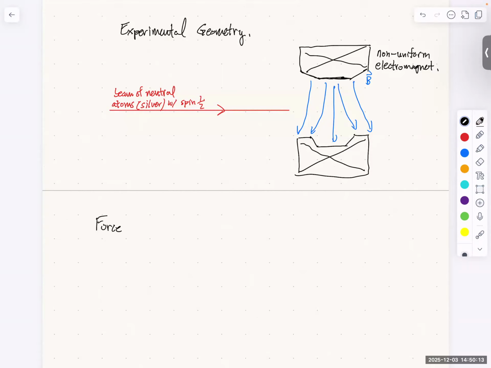So we have to consider the force on a magnetic dipole in a non-uniform magnetic field. Okay, so in general, if I have some potential energy, I can deduce the force from that. It is minus dU/ds.